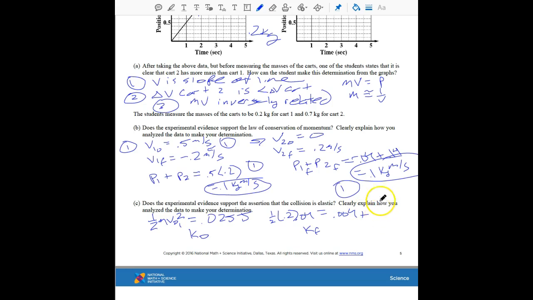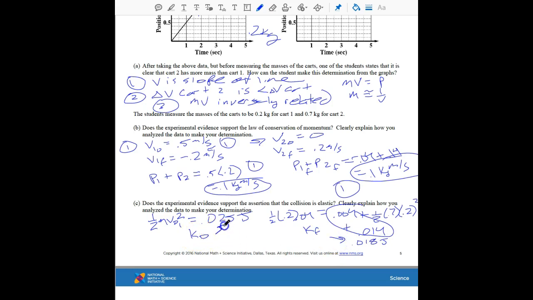And then we need to add it to the kinetic energy of the second cart. The kinetic energy of that second cart is going to be 1/2 of 0.7 times its velocity squared, and its velocity is, remember, positive 0.2. So we're going to do 0.5 times 0.7, and then take that times 0.2 and times 0.2 again, or 0.2 squared, and this side becomes 0.014. Now we're going to take 0.004 plus 0.014. I'm going to add these two things together, and when I do that, I get 0.018 joules, and that would be the final kinetic energy.